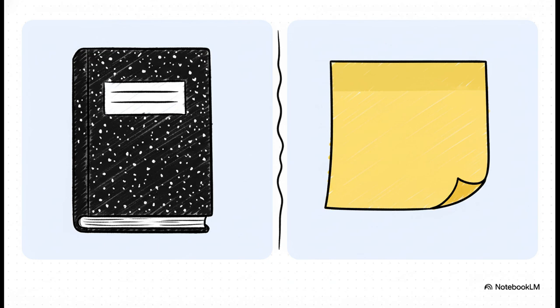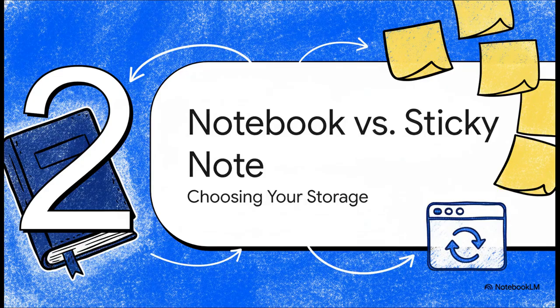But to really get a feel for when to use each one, we need a simple analogy. Let's think about it like this. Local storage is like a sturdy notebook that you keep forever, and session storage is like a temporary sticky note. One is for long-term records, and the other is for those quick, disposable reminders. Let's break that down a bit more.